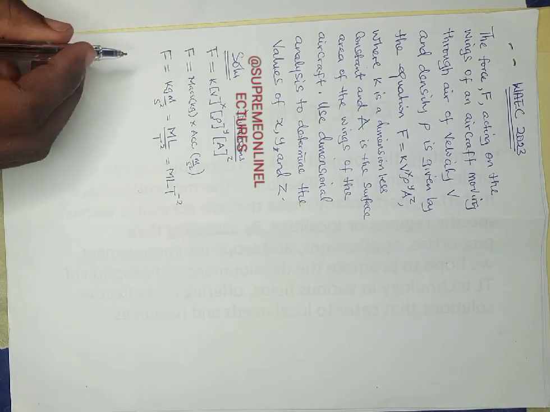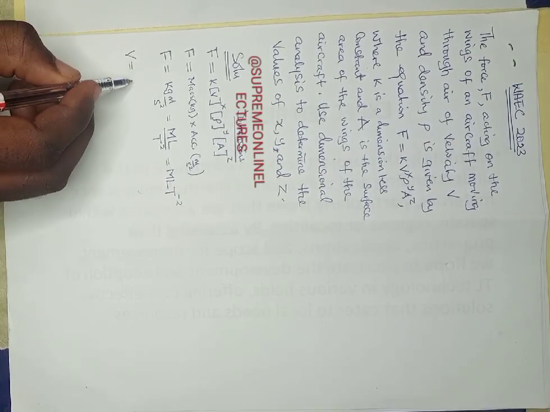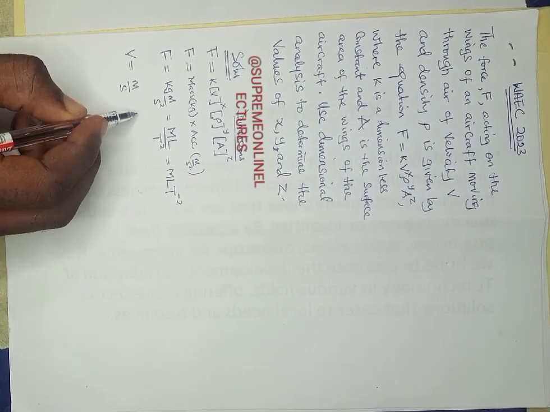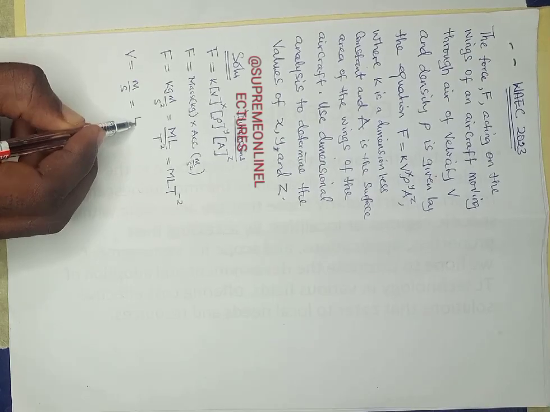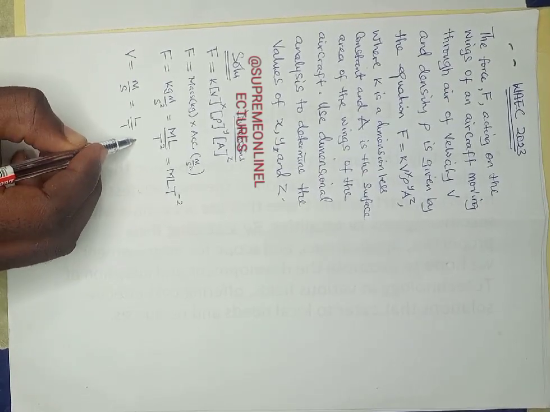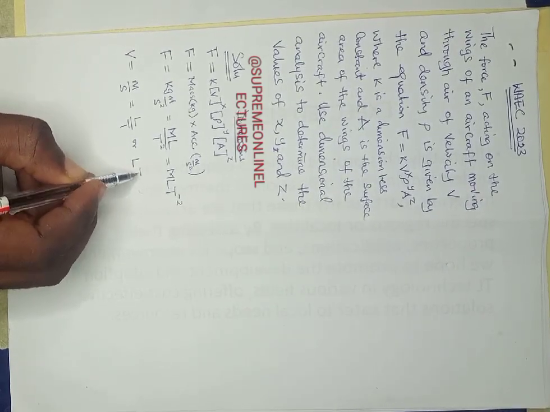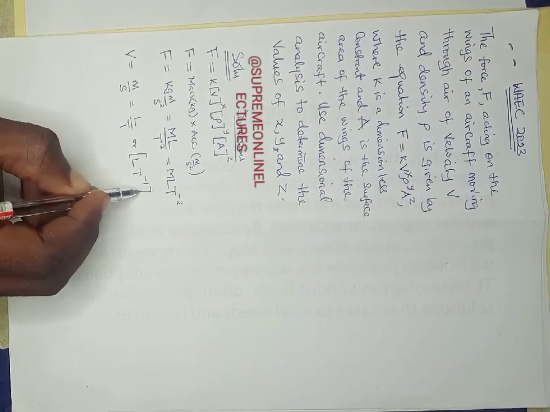Now I'm going to look at v, velocity. What's the unit? Meters per second. So in dimensions, I would define this as L over T, or I write it as L T to the power minus 1.